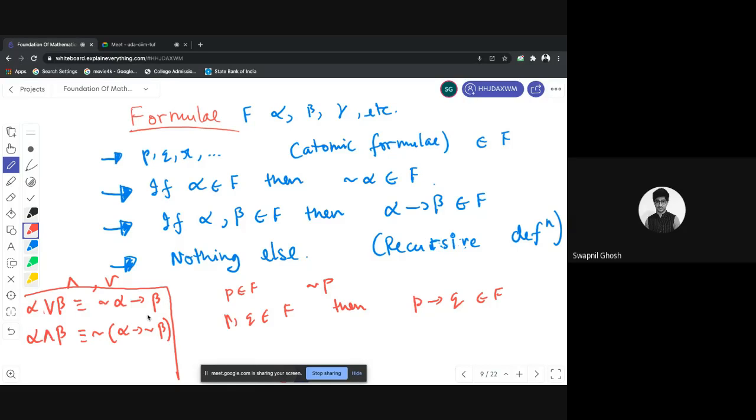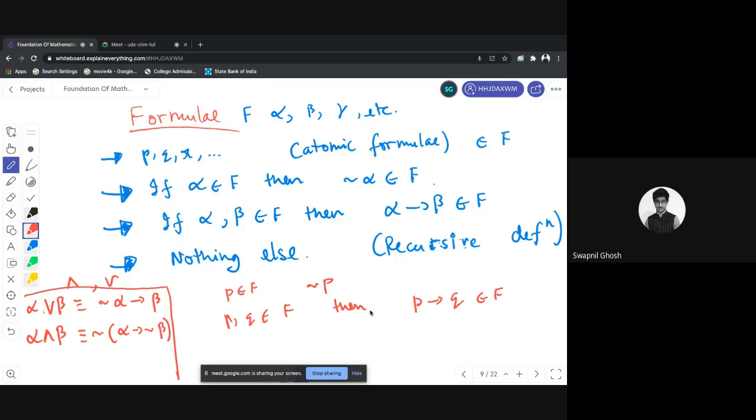The main reason we are using not and implication to define these things is that we want our language to be minimal. There are reasons why we want it to be minimal, and I'll come back to that later. Just know that or and and can be thought of as symbols which mean this, and you can verify this using the truth table, etc.